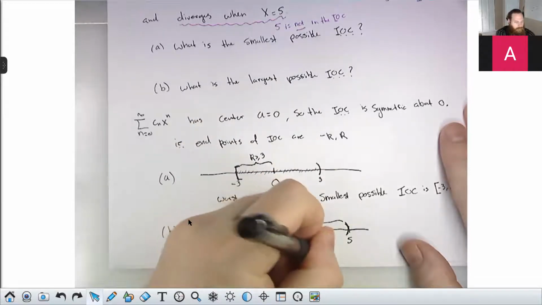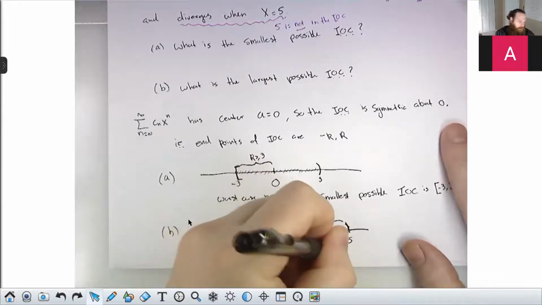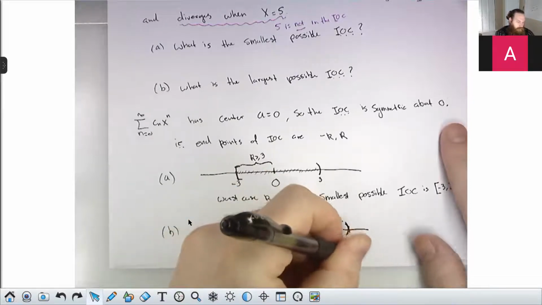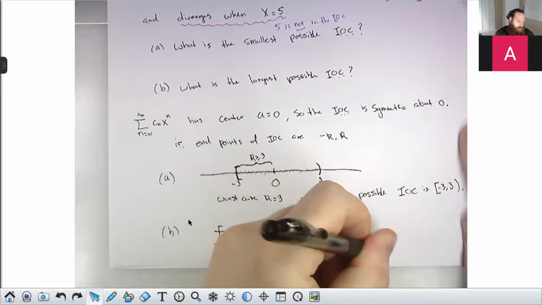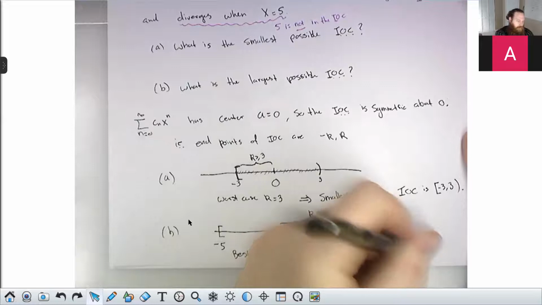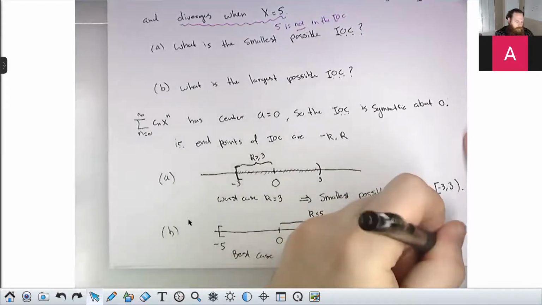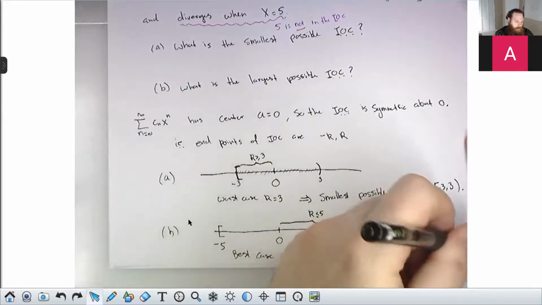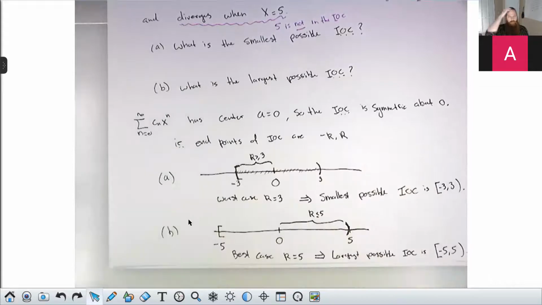So this means that our largest possible IOC is the left closed to right open interval -5 to 5. It would be this stuff.